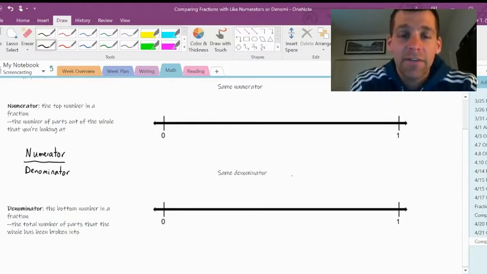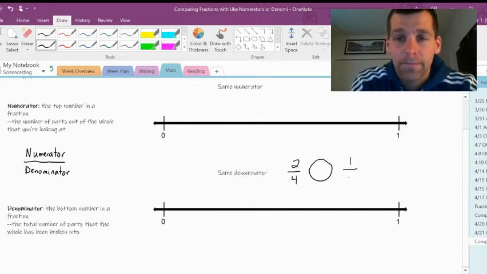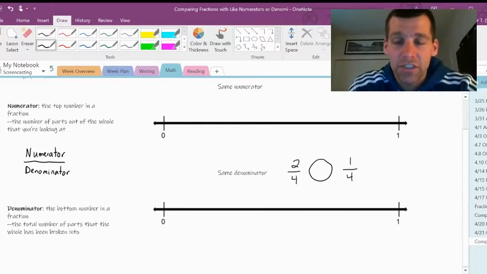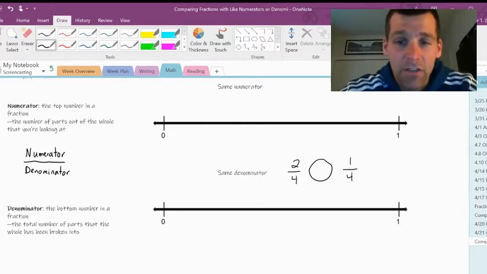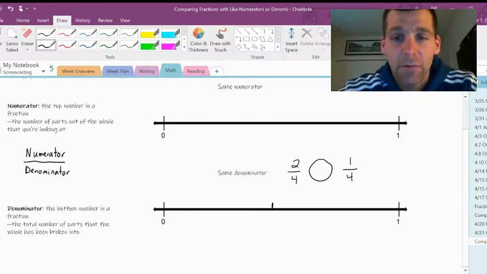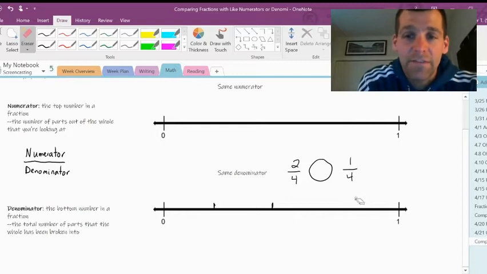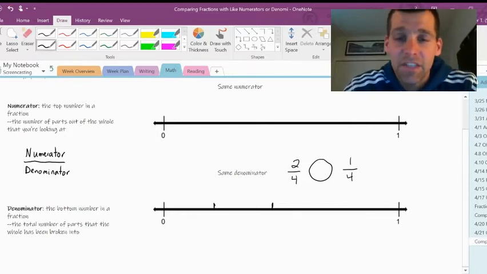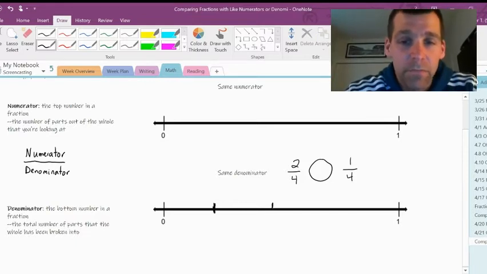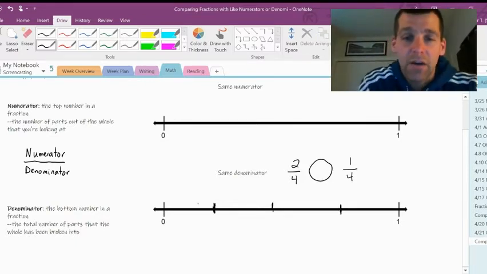So in here, I want to have numbers that have the same denominator, the same bottom number. In this case, let's start with 2 quarters, and compare that to 1 quarter. What I'm going to do initially is break my number line up into 4 parts. If I have the same bottom number, I can draw this all the way through. Now I've got 1 part, 2 parts, 3 parts, 4 parts.